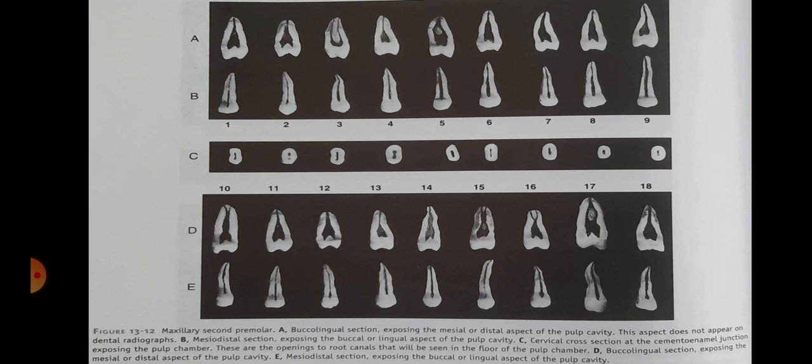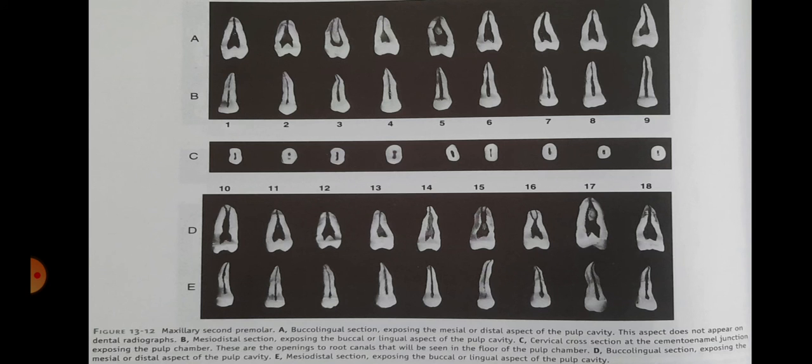Some apical foramina appear to exit on the buccal aspect of the root. You can see this in figure 13.12 A4, D13 on the lingual aspect of the root. In figure 13.12 A7 and 9 are on both sides of the root tip. You can see this in figure 13.12 A3, D10 and 15.